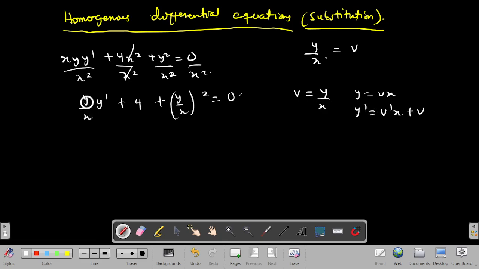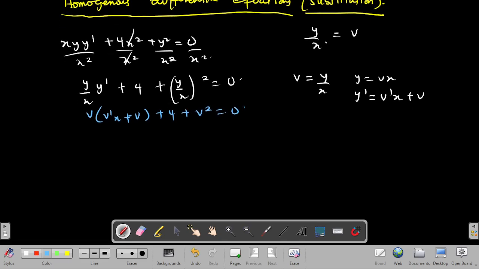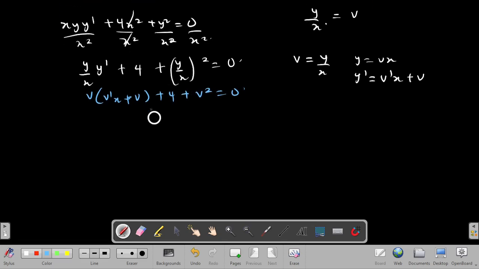As simple as that. So here I'll get what? Let's do the substitution. I'll get v for this. Y prime now becomes v prime x plus v, plus 4 plus this is also v squared is equal to 0. At this point, you do separation of variables. You can see v and x, and I think separable will be the easiest way to solve this, right? Because there's only one x, the rest are v. I can separate it easily.